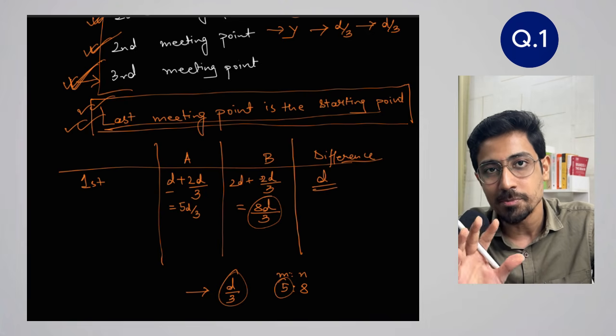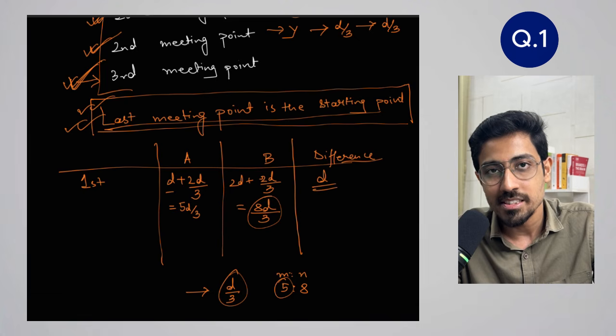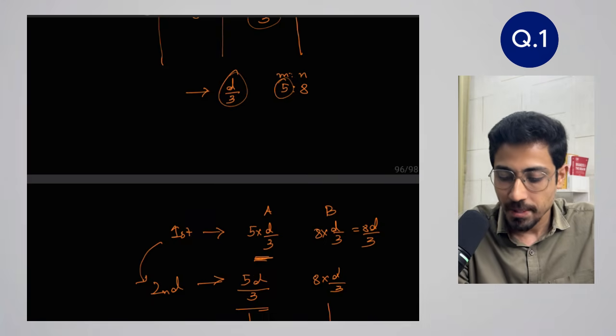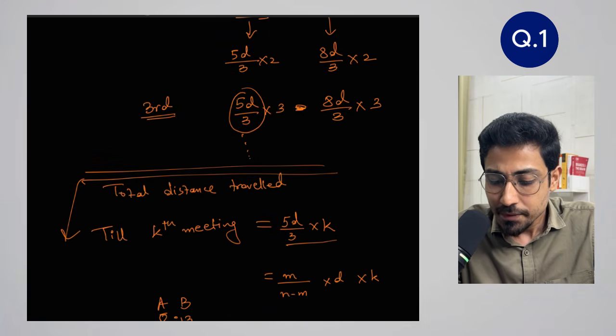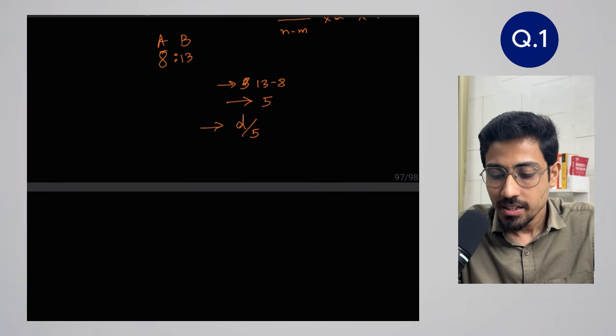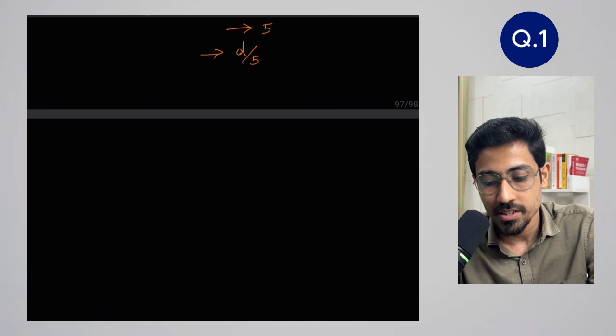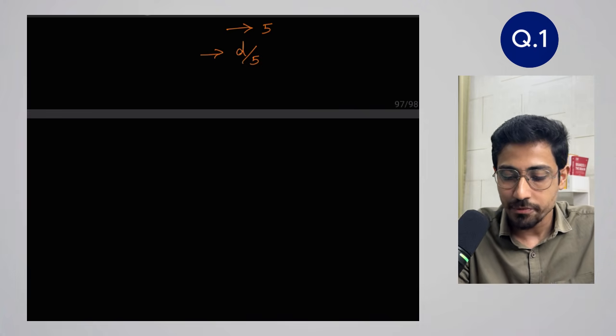Till the first meeting point, what is the distance covered? Till the second meeting point, what is the total distance covered? And so on. Now, if someone asks you the time required for the first meeting, the time required for the first meeting.